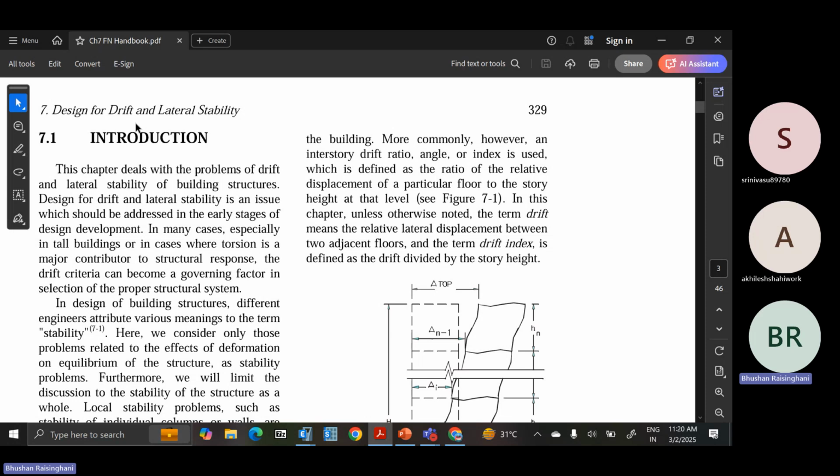This small delta is related to an individual column which has a double curvature. So when a column has a double curvature, it has a small delta associated with it. So that is an element delta. So that is a local stability. Now, when we look at the overall picture, we get a capital delta.